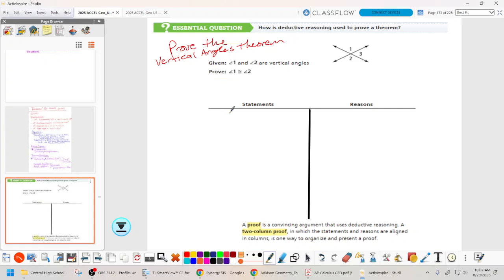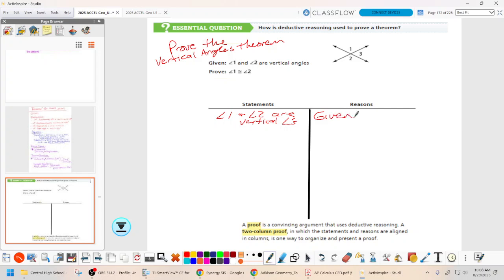What did I tell you in the algebraic proof? Always start with the given. So angle 1 and angle 2 are vertical angles. Again, abbreviate as much as possible where it still makes sense. So I'm not going to write angles, I'm going to use the symbol. What do we write for the reason that I wrote that? That's given. Okay? Alright, next line.